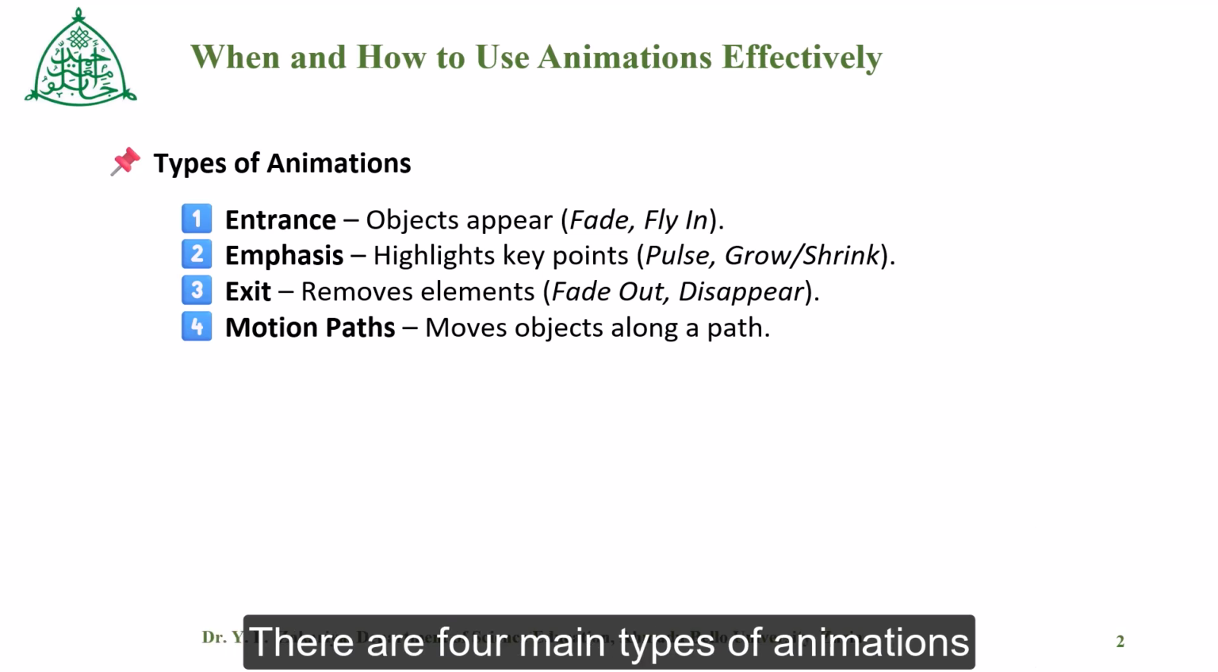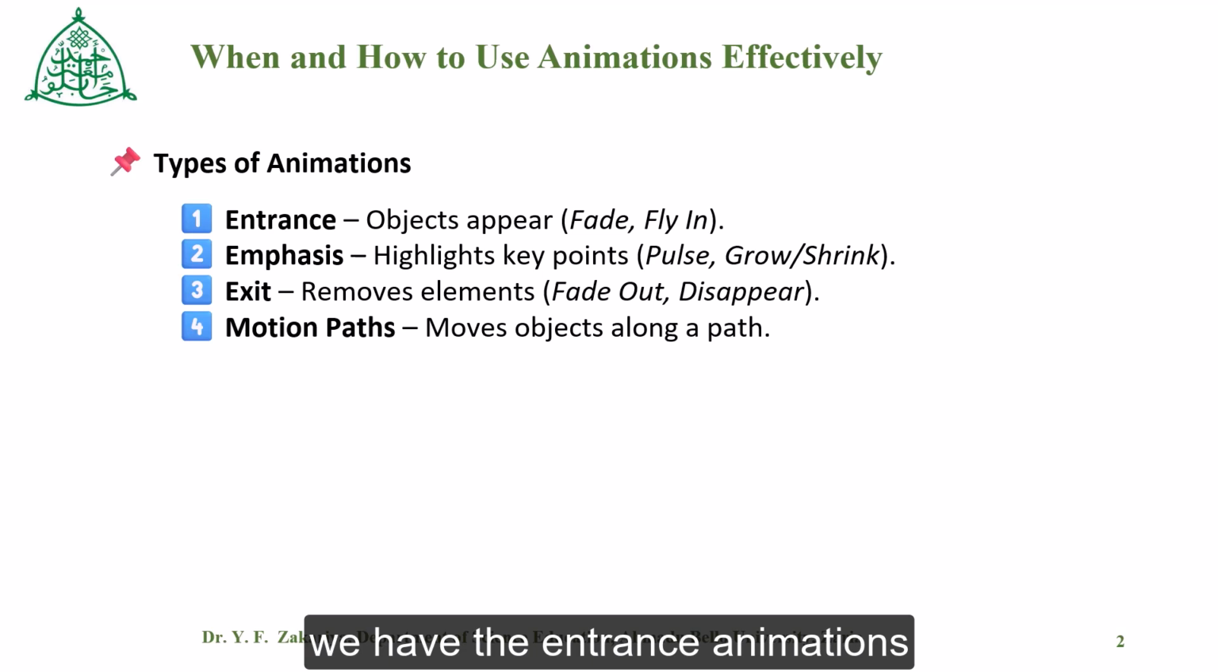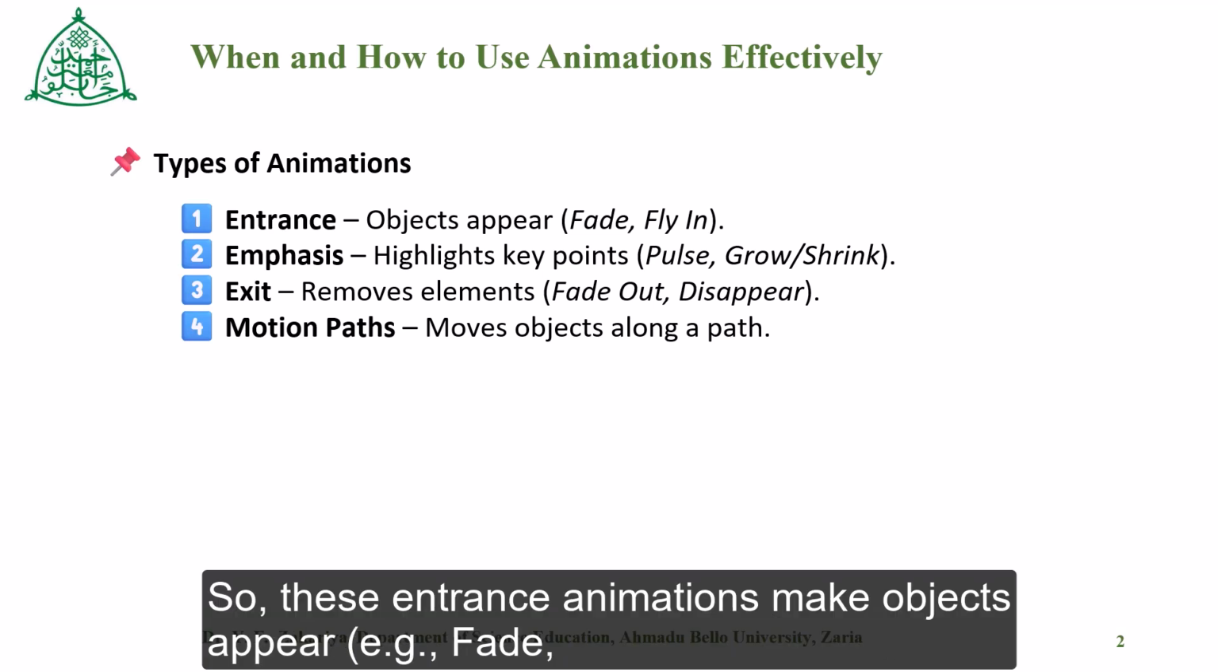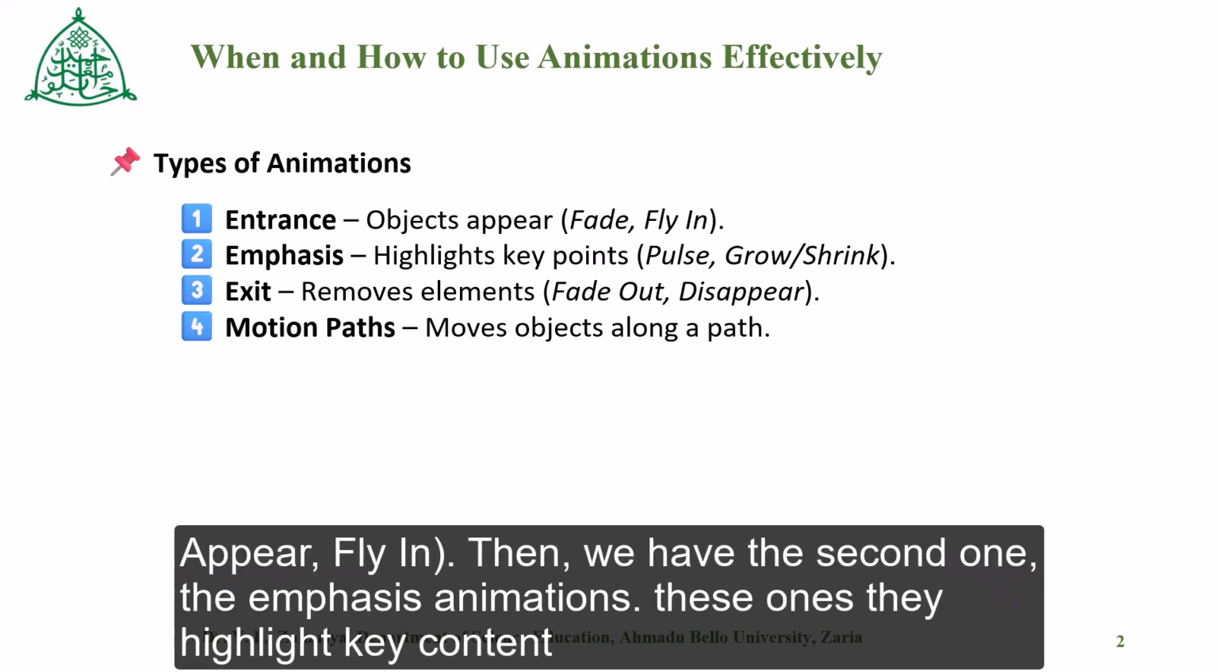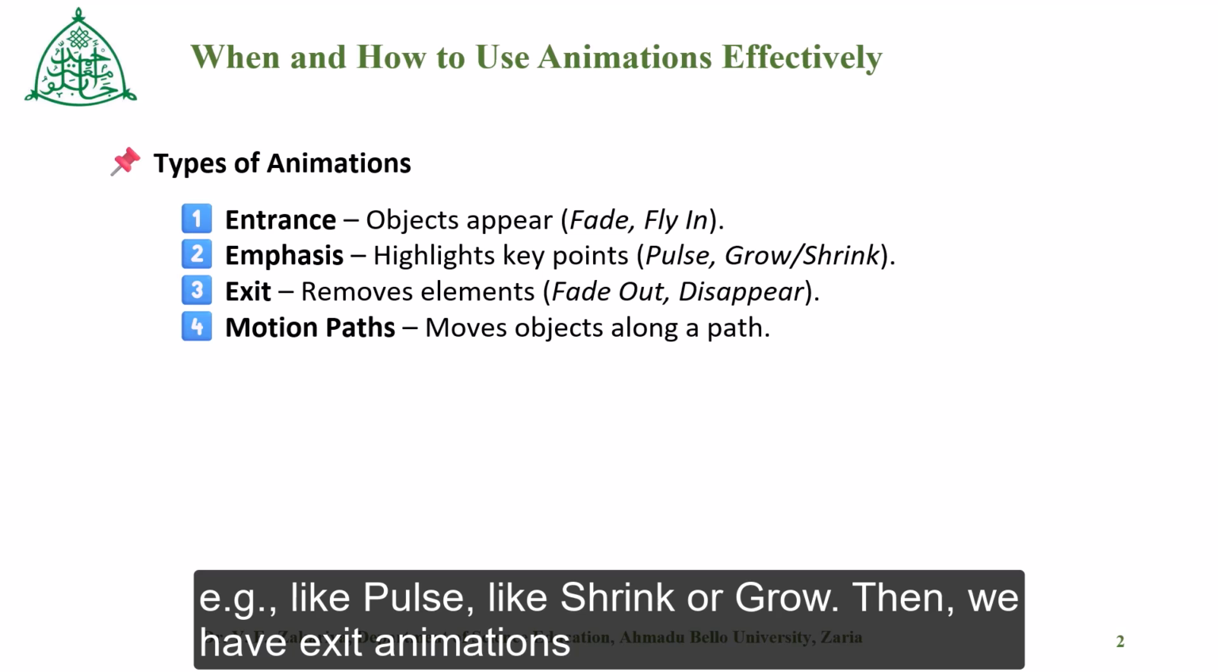There are four main types of animation. We have the entrance animations. These entrance animations make objects appear, e.g. fade, appear. Then you have the second one, the emphasis animations. This one highlights key content, e.g. like pulse, like shrink or grow.